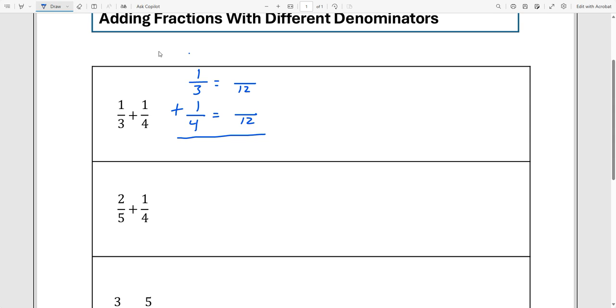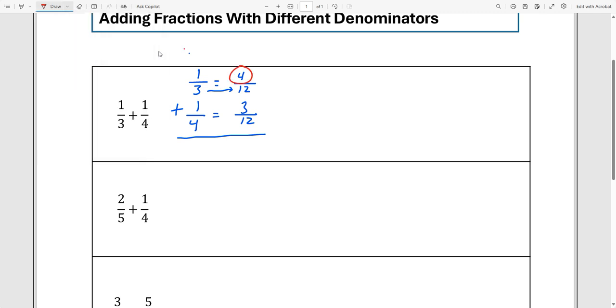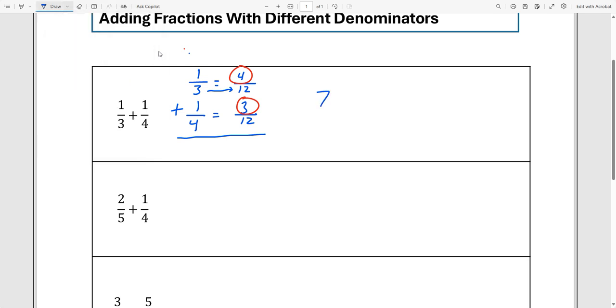And then we're just simply 12 divided by 4 is 3, and then 3 times 1 is 3 here. And then right here, 12 divided by 3 is 4, and then we'll multiply 4 times 1 is 4 here. And now I'll just simply add the numerators. I'll highlight that in red. 4 plus 3, and we'll keep the denominator 12. And so 4 plus 3 is 7, and 12 is our denominator. And so our answer is 7/12. So simple as that.